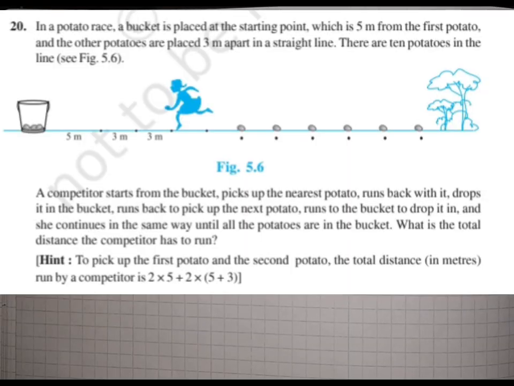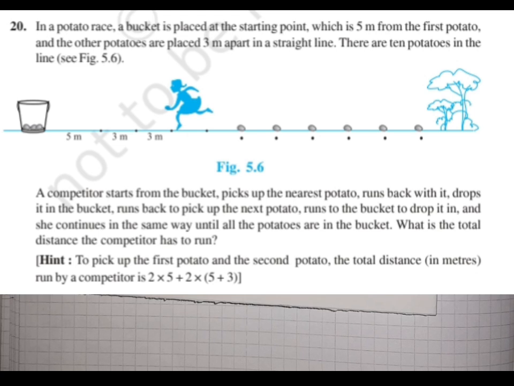Question number 20. In a potato race, a bucket is placed at the starting point, which is 5 meters from the first potato, and other potatoes are placed 3 meters apart in a straight line. There are 10 potatoes in a line. A competitor starts from the bucket, picks up the nearest potato, runs back with it, drops it in the bucket, runs back to pick up the next potato, runs to the bucket to drop it in, and she continues in the same way until all the potatoes are in the bucket. What is the total distance the competitor has to run?